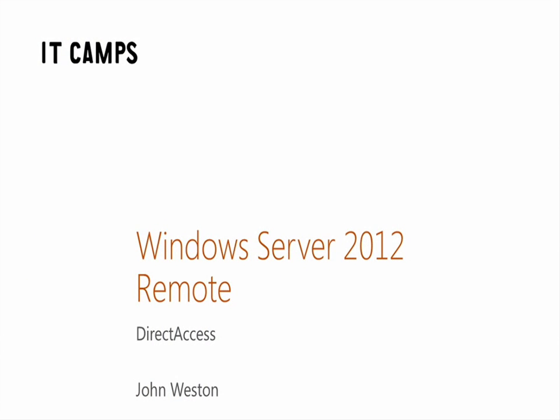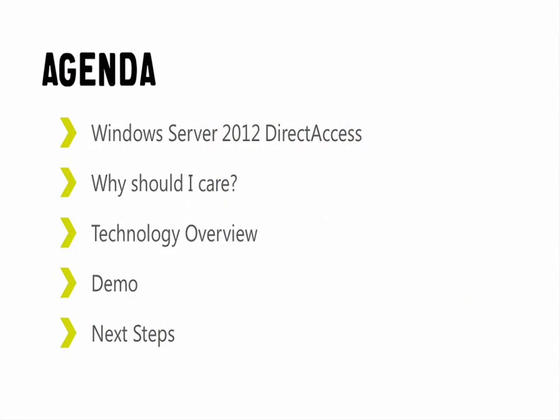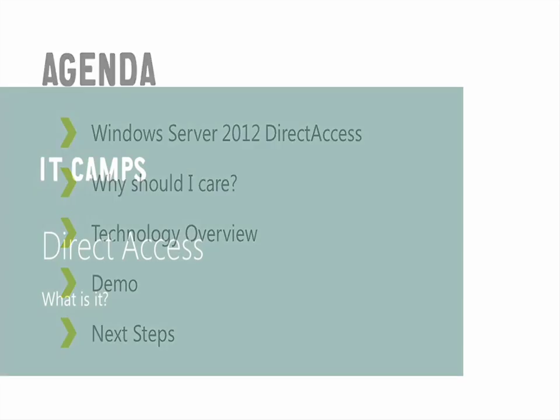And in this module, we're going to take a look at a new feature called Remote Access. And actually, it's really not that new of a feature. We introduced this feature in Server 2008 R2, but we've actually made some great enhancements to DirectAccess. So in our session, we're going to take a look at what is Windows Server 2012 DirectAccess, why should you care about it, and why is it important to deploy in your environment. And then we'll take a look at a technology overview of how DirectAccess actually works in this session.